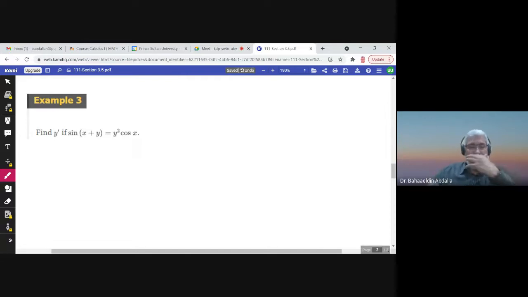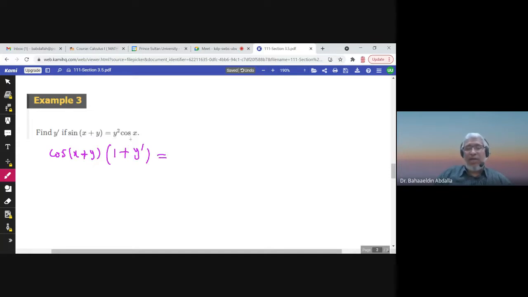Find y prime. We have x and y inside the equation, so we use implicit differentiation. To find the derivative of the left-hand side with respect to x, I need to use the chain rule. The outer function is sine, and the derivative of sine is cosine. Then I multiply by the derivative of the inner function. The derivative of x with respect to x is 1, dx by dx is 1. But the derivative of y is y prime, or dy by dx, equals.